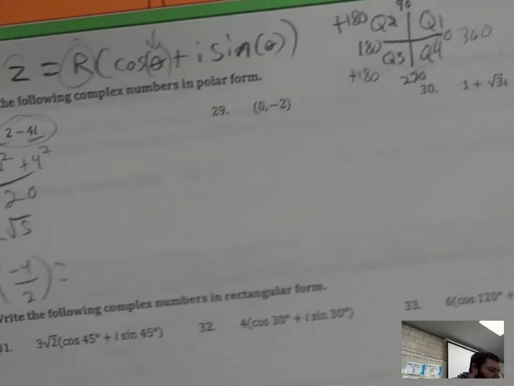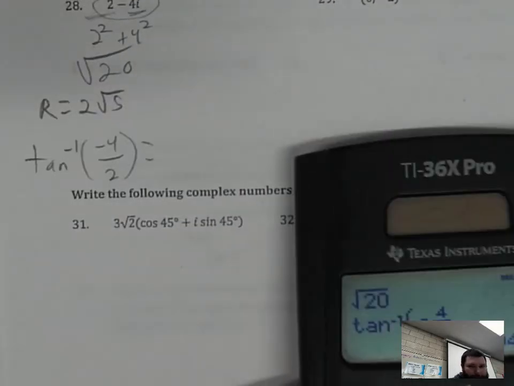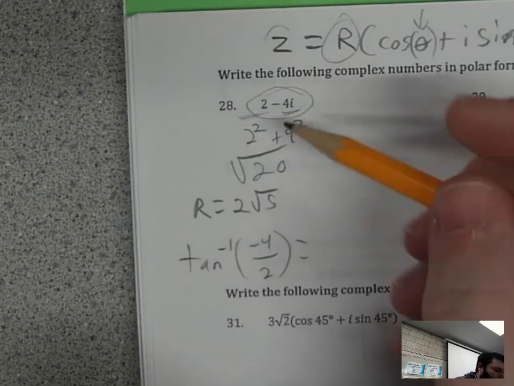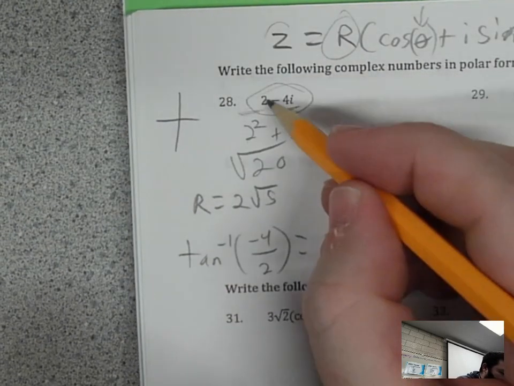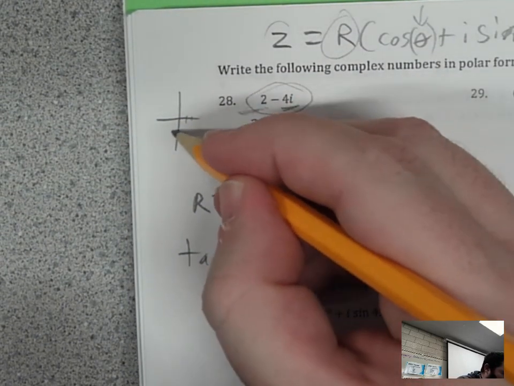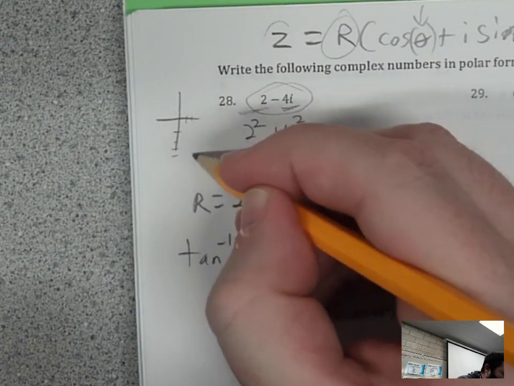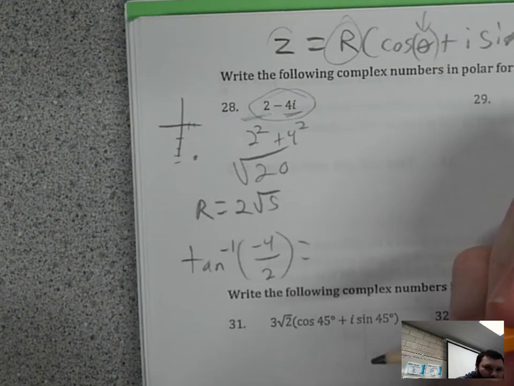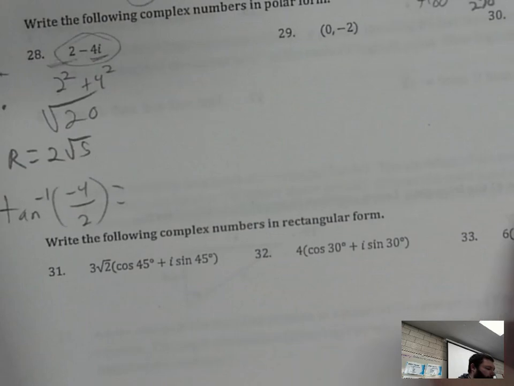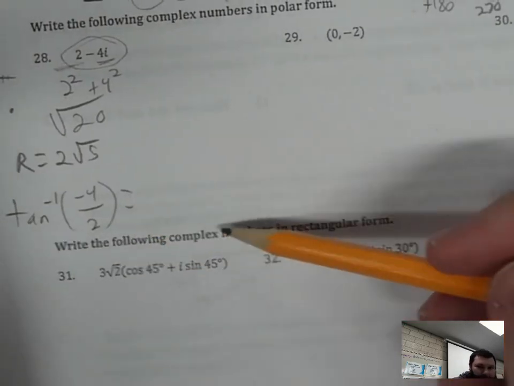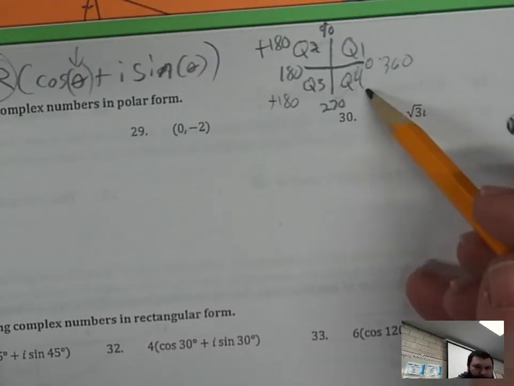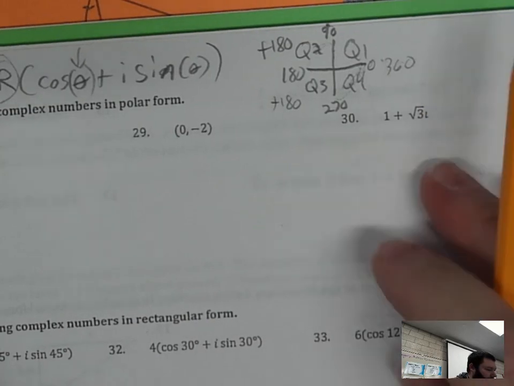Okay? So for the purposes of this one, I know that if I were to graph 2, -4, I'd go over 2 and down 4 here, right? So it's going to be in quadrant 4, right? So I know that I'm going to get a negative degree, and so I could just leave it, or I could add 360 to it.